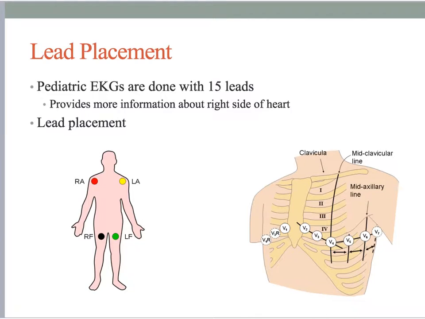Pediatric EKGs are 15-lead EKGs, as opposed to the 12-lead EKGs done in adults. The extra leads give us more information about the right side of the heart, which is a more common area of pathology in children.